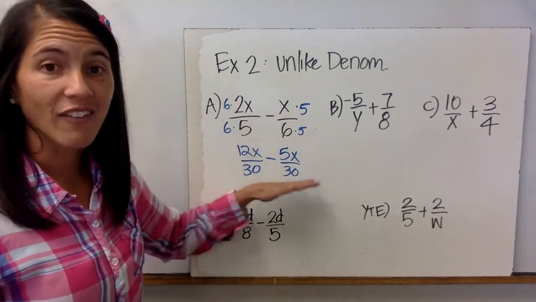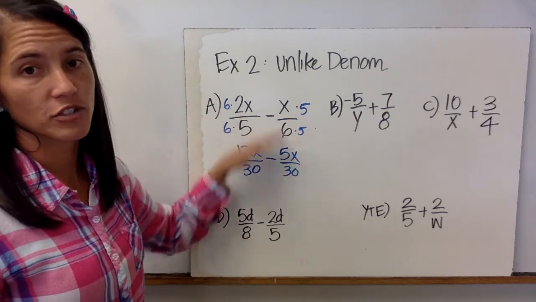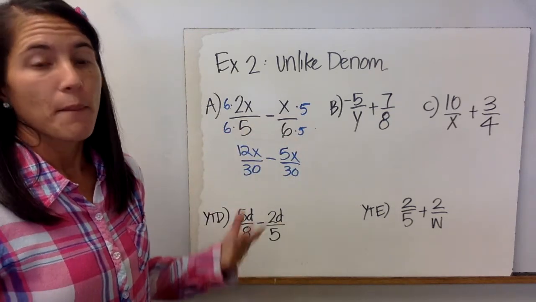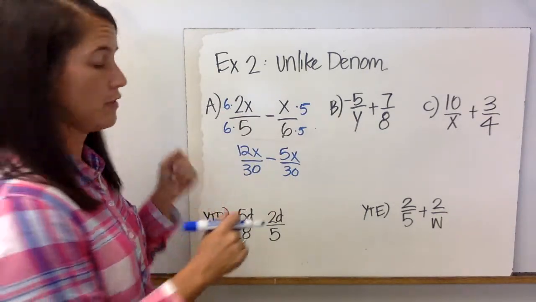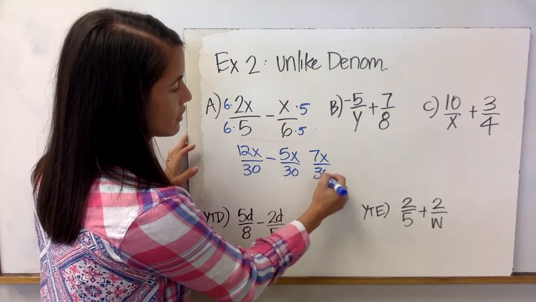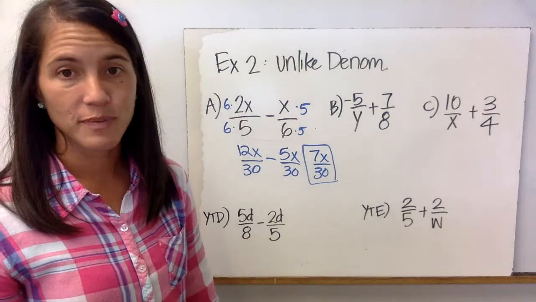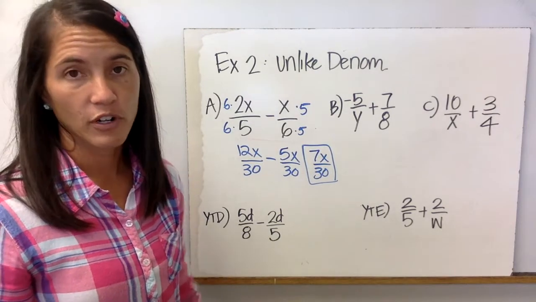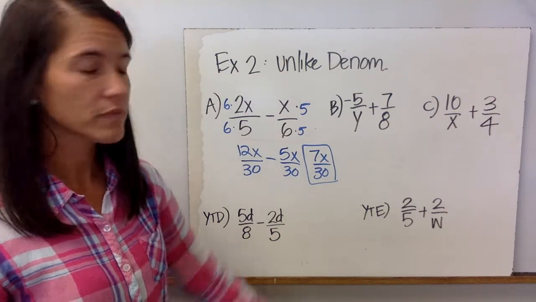So now I have a common denominator and I've converted my numerators to match. These are both x's. I have like terms on the top, so now I can simplify. 12x minus 5x is 7x over 30. And then I know that I cannot reduce because 7 is an odd number and it won't go into 30, so my answer is 7x over 30.